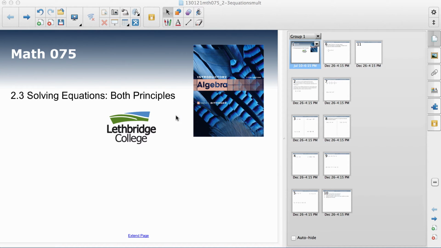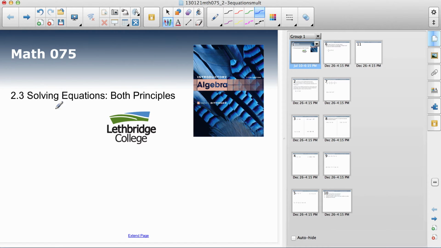All right, in this section we're going to be looking at solving equations again. This time we're going to be looking at solving equations where we use both principles, and we're also going to throw a couple of goodies in there. So we'll use the addition, subtraction principle, multiplication, division principle, and then we'll throw a couple other fun things in there.